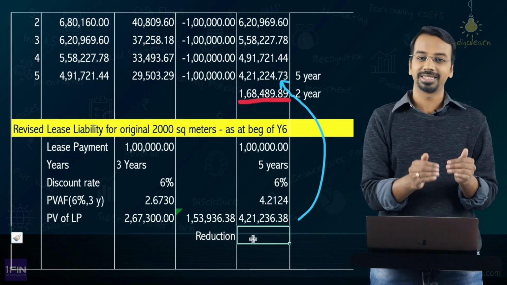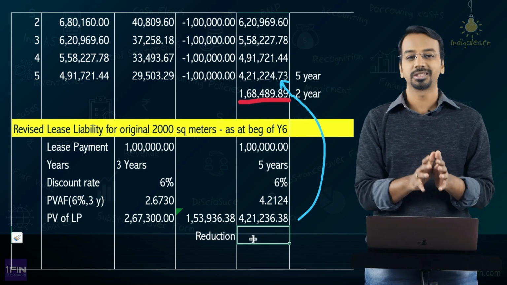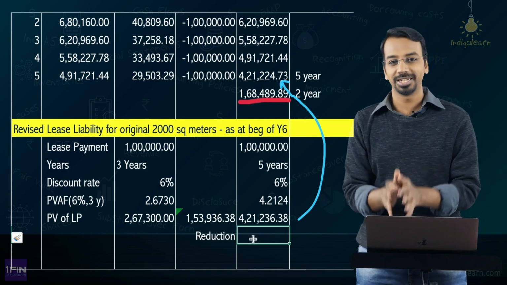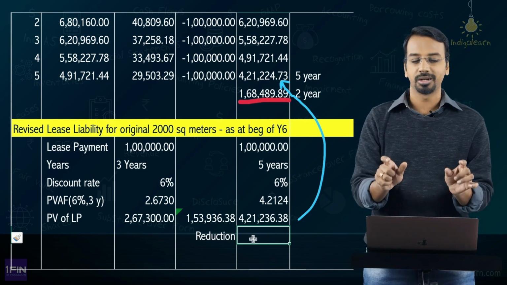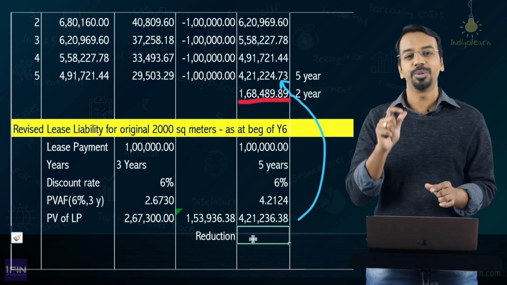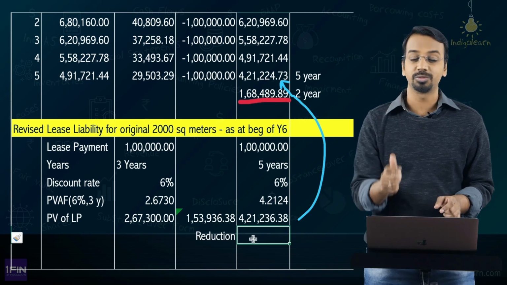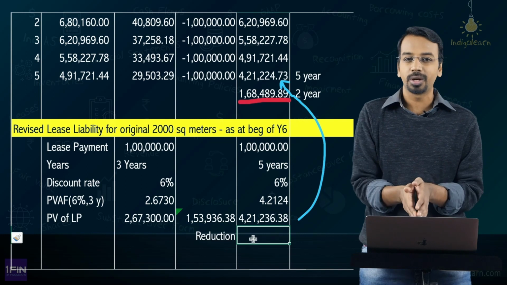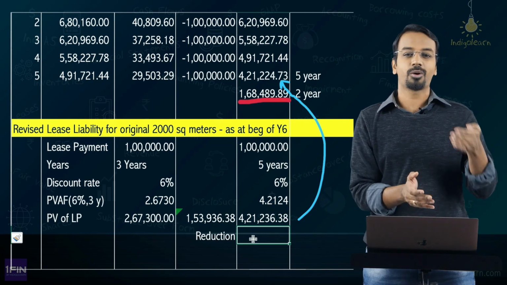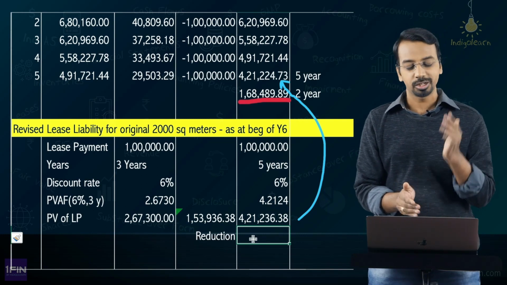This is the reduction in lease liability. Now once we know the reduction in lease liability and the reduction in right of use asset, you need to pass the journal entries, and any difference will be taken to the P&L, because it is as good as terminating that part of the contract.